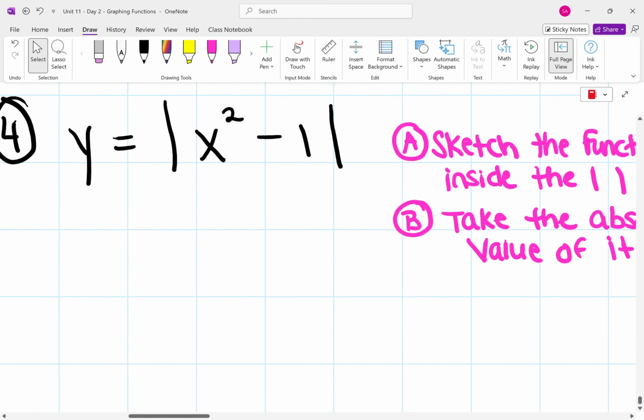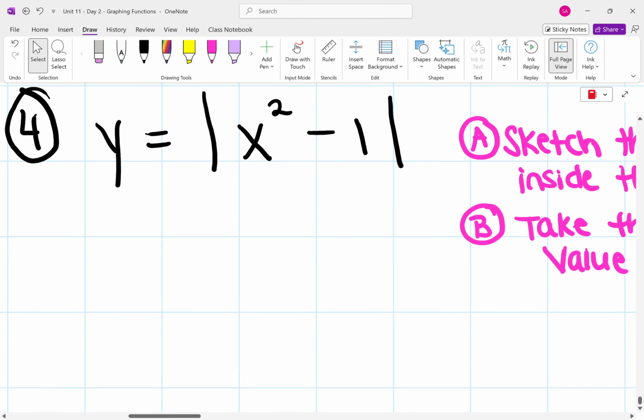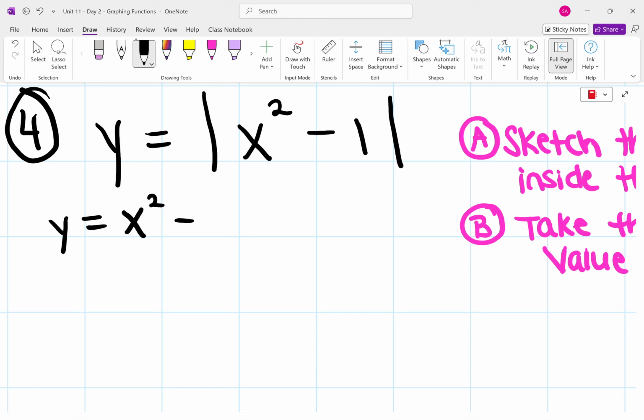Okay. So what we want to do now is first start off by sketching this parabola. Forget about the absolute value lines. So I'm starting off with y equals x squared minus 1.